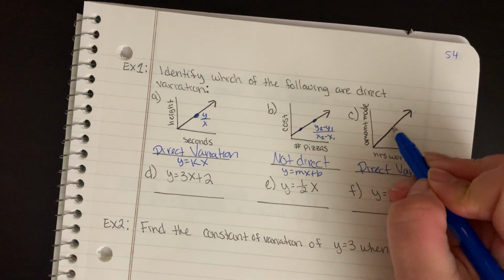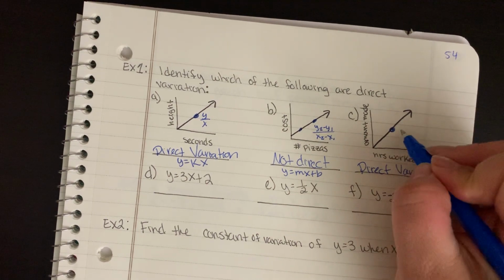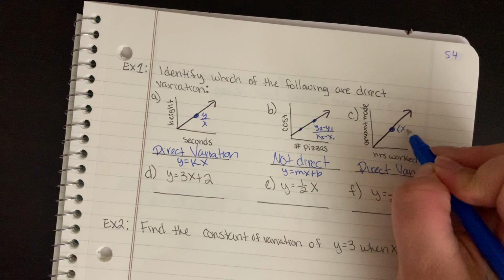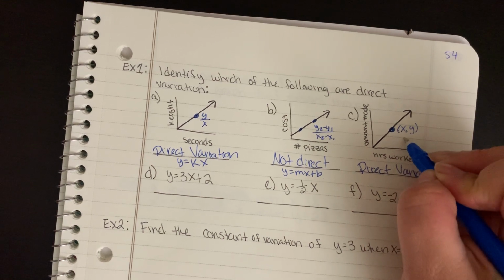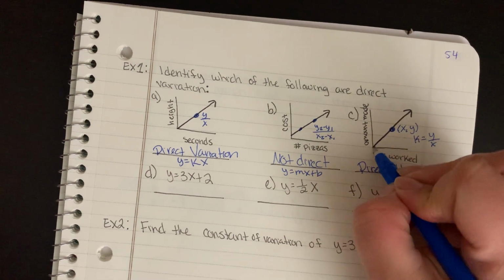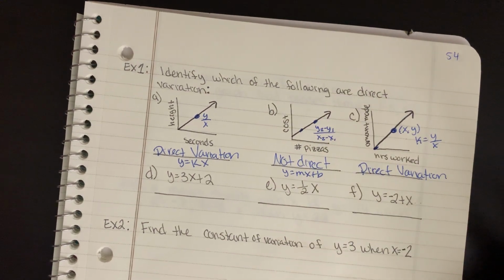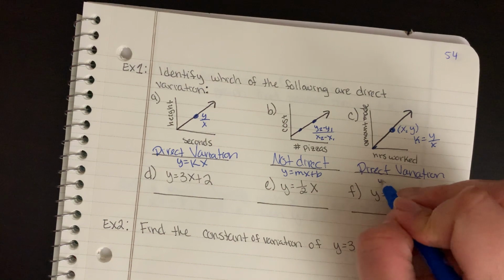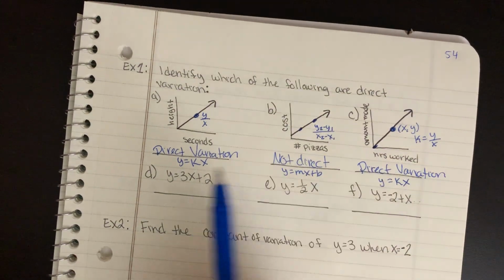Which means all I need is 1 point. This is x, y. And to find my constant of variation, I would just do y over x because my other point would be 0, 0, right? We talked about this. So I would use the equation y equals kx.